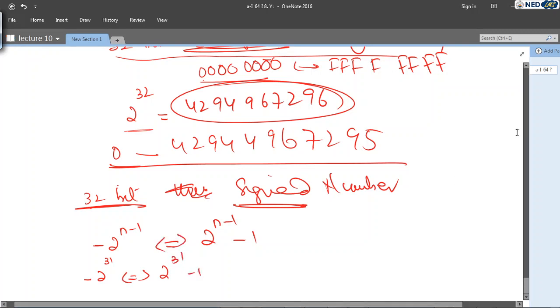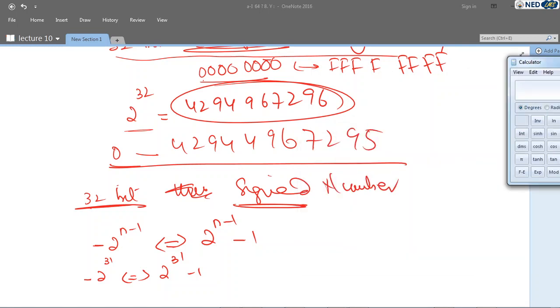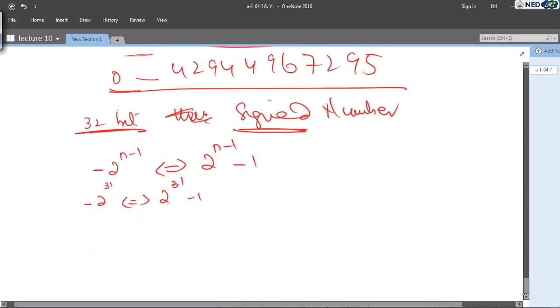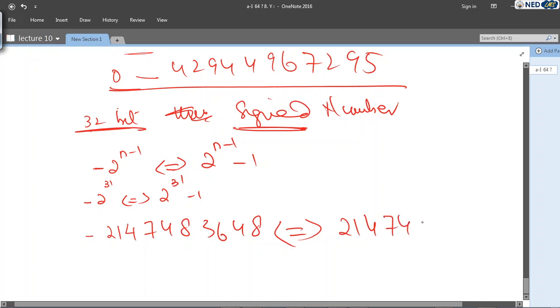So what is 2 to the power 31? Obviously it's half of that, so it's a big number, something like 2 billion. So it will go from minus 2,147,483,648 all the way to 2,147,483,647.